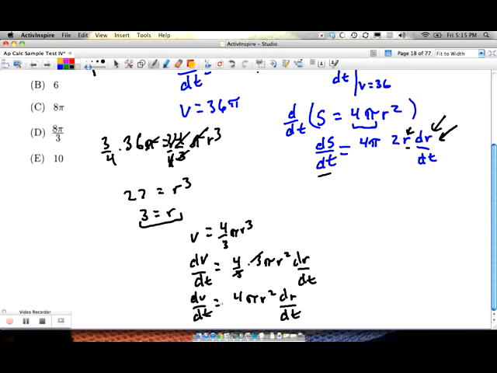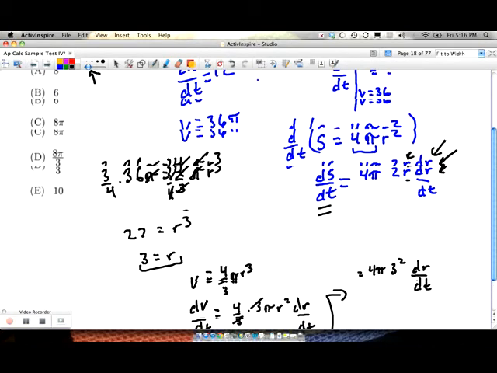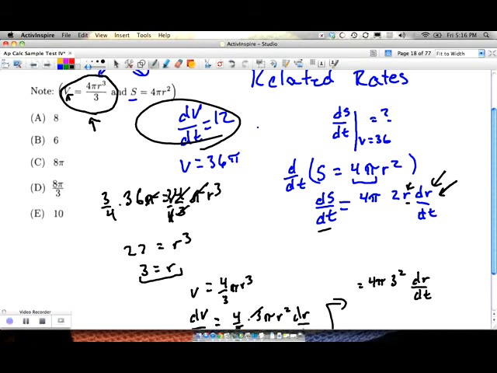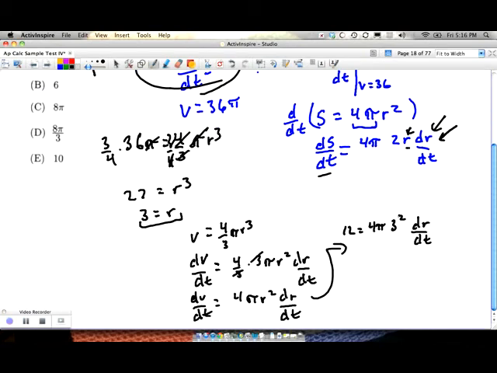We're running out of space here. If I plug in 3 for r, I get 4 pi times 3 squared dr dt equals dv dt. Wait a second. Don't I know dv dt? Yes, I do. 12. So over here I'm going to have 4 times 9, which is really 36. So I'm going to divide this side by 36 pi, and this side by 36 pi as well. So I get 1 over 3 pi, if I reduce that, equals dr dt.